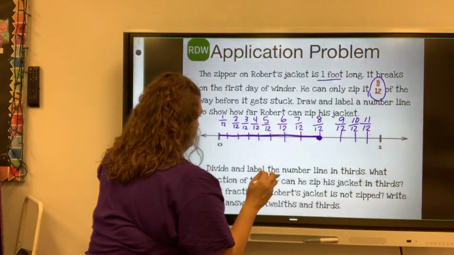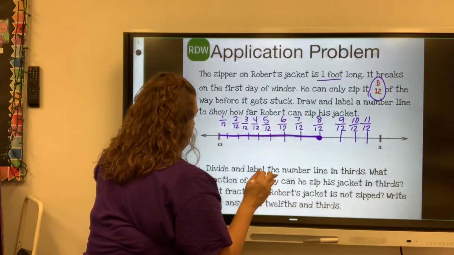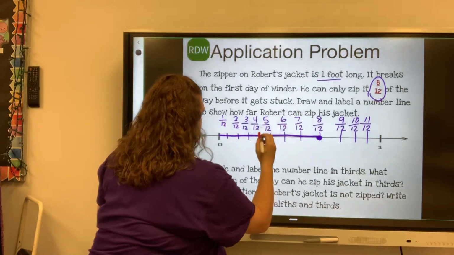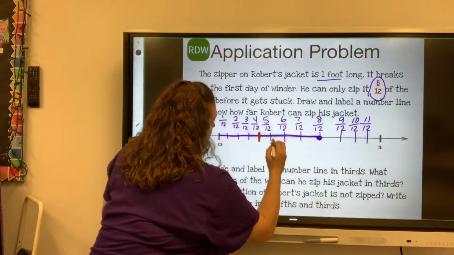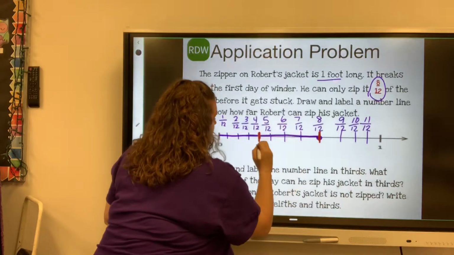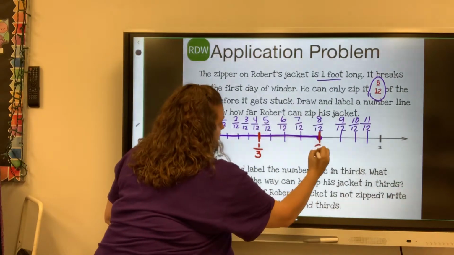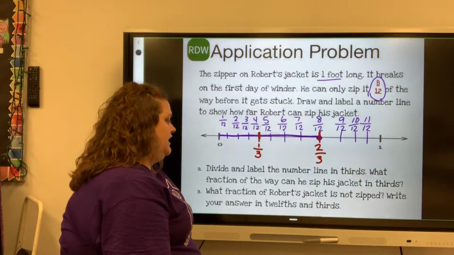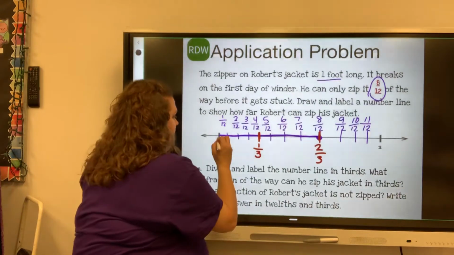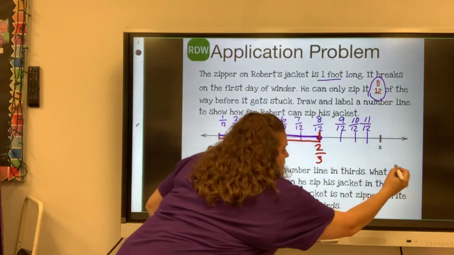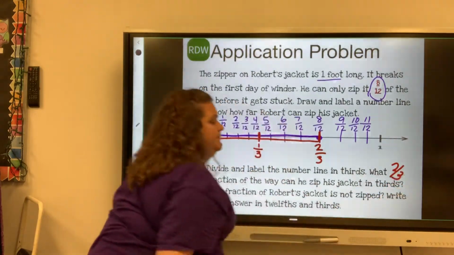So I'm gonna do about right here. Oh, okay. And then probably right about there. So 1/3 and 2/3. What fraction of the way can he zip his jacket in thirds? So if I come over here and I do my red line, he can zip it 2/3 of the way. So you can zip it 2/3 of the way.